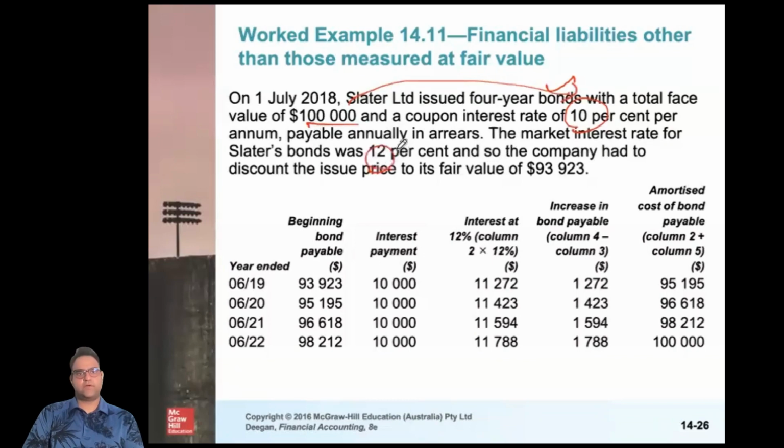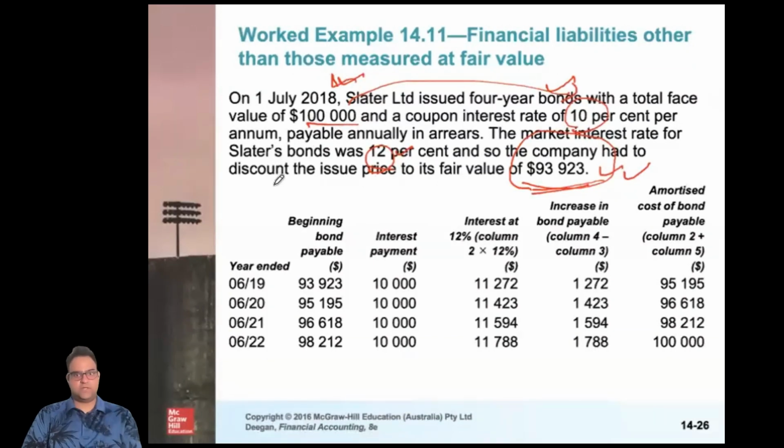12%. So we have our interest rate, and we know we need to write it down. So the company has a discounted issue price, the fair value, of 93,923. So this is the fair market value rather than 100,000. We all know initially we have to recognize this at fair market value rather than the face value or the book value of those shares.